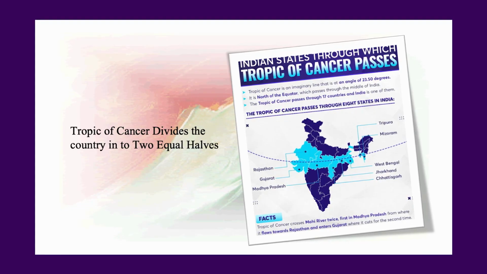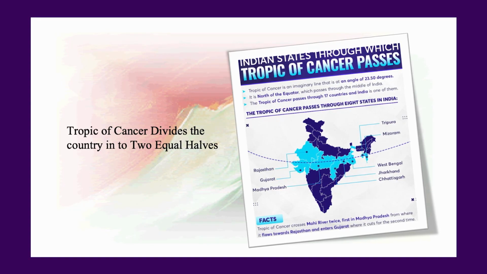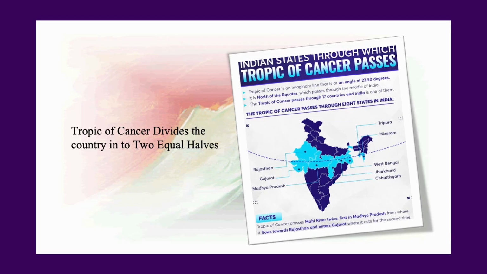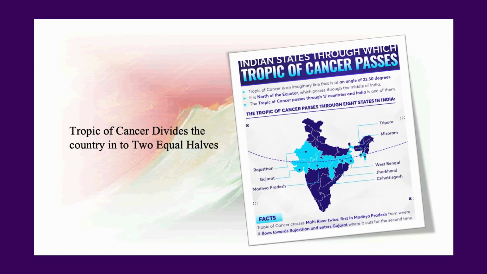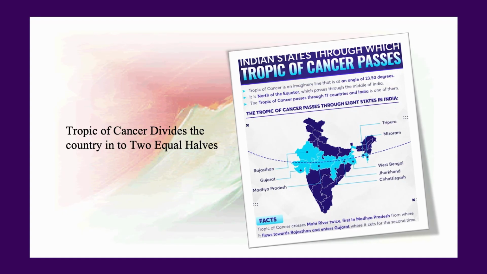The Tropic of Cancer, the 23 degree and 30 minutes north latitude, passes through the middle of the country. The imaginary line divides India into two halves, the northern and the southern. It lies north of the equator and divides the country into two equal halves. The Tropic of Cancer passes through 17 countries and India is one among them. It passes through 8 states in India: Rajasthan, Gujarat, Madhya Pradesh, Chhattisgarh, Jharkhand, West Bengal, Tripura and Mizoram.